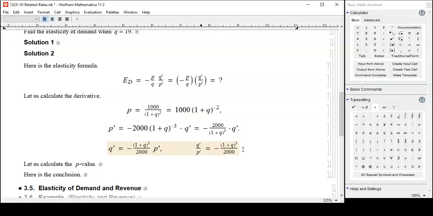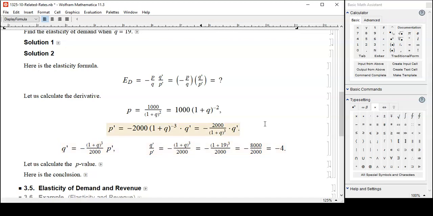This thing. And then you can plug in numbers, you see. And that's 19. And remember the computation? 8,000 over 2,000, you get -4. Of course, the same answer as before. So instead of taking the derivative just directly, we take the derivative implicitly and get the relationship between p prime and q prime. And eventually what you want is the ratio q prime over p prime.